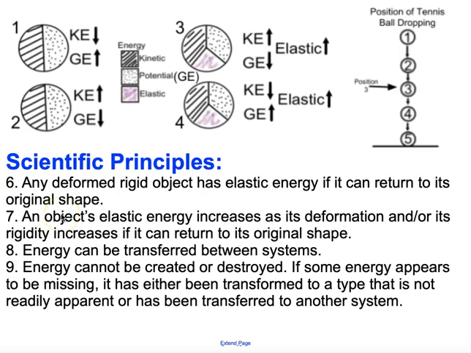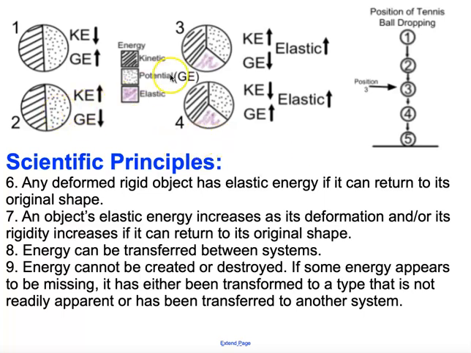6, any deformed rigid object has elastic energy if it can return to its original shape. Can we use that one? So is number 1 deformed? Is position 2 deformed? We only need to be concerned about position 3. Is it deformed yet? No, because it's still in the air. It won't be deformed until it bounces. So we have it right there.